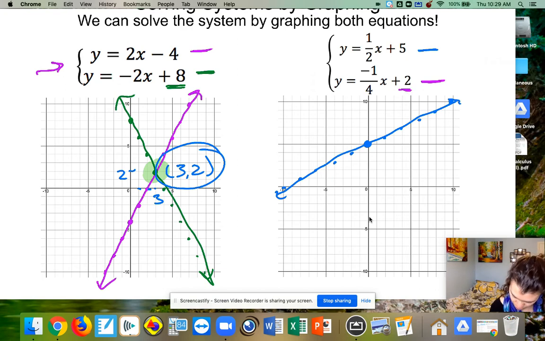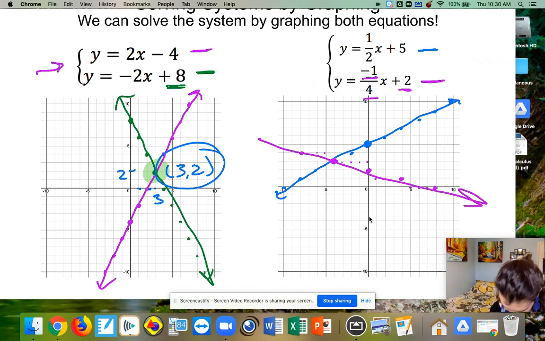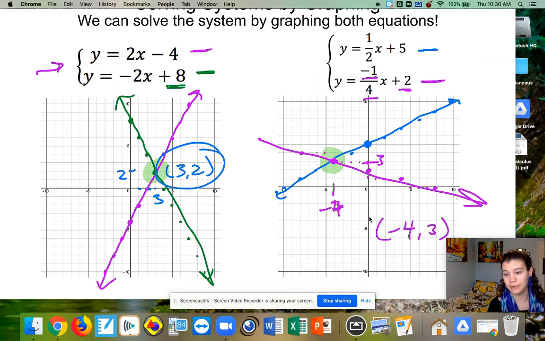So here we're starting at 2. And then we're going to go down 1 over 4, down 1 over 1, 2, 3, 4. And then to reverse, go up and 1, 2, 3, 4, up and 1, 2, 3, 4. Draw your line. And then right here is our intersection. So that's at -4 right there, and up 1, 2, 3. So our solution is (-4, 3).